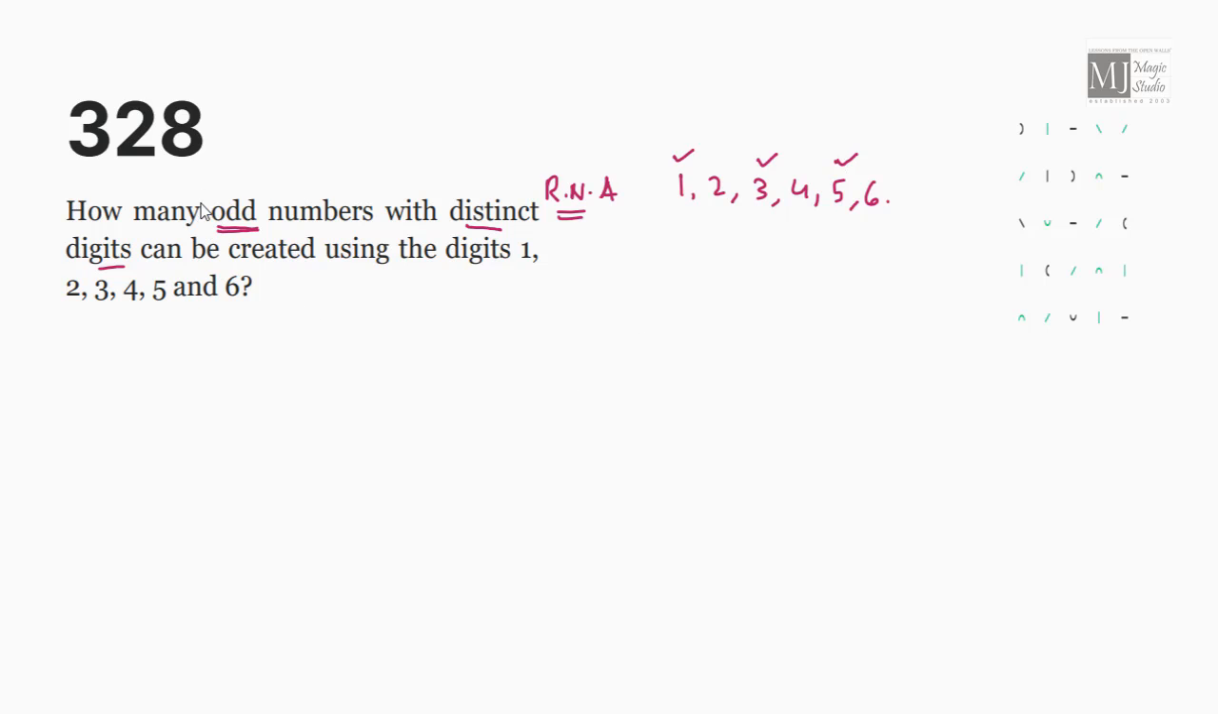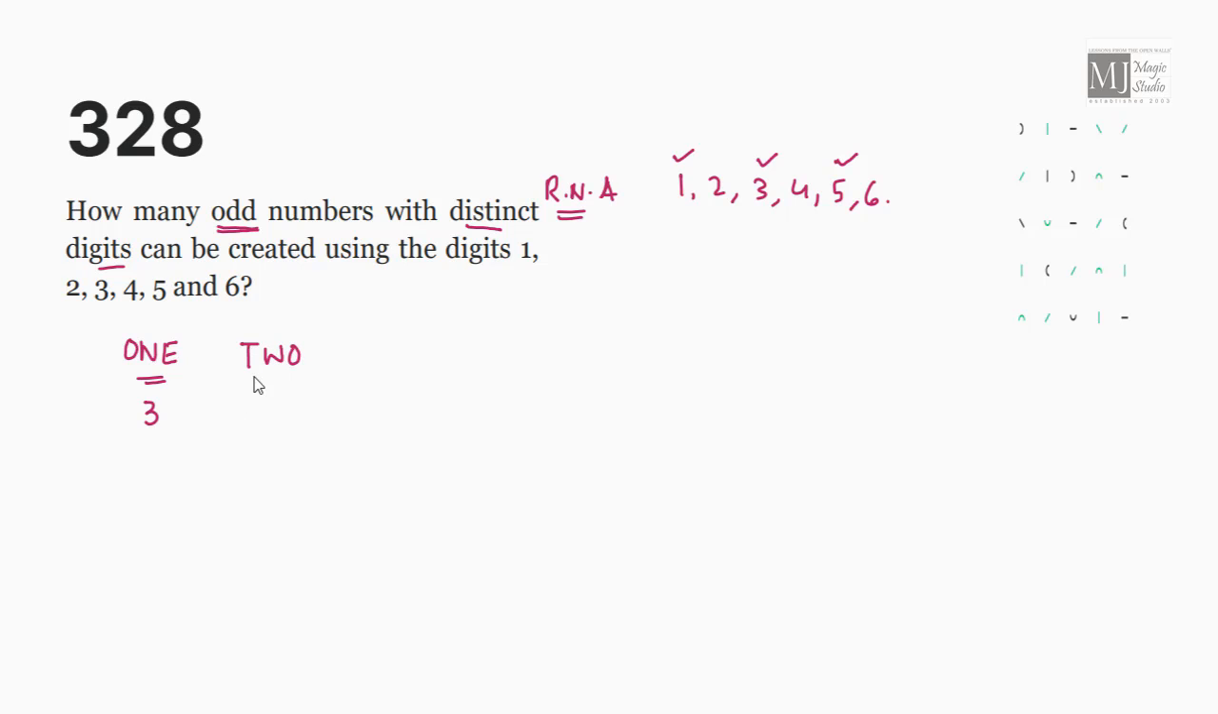Now they haven't asked us how many digits our number should have. That means we are free to produce numbers of any number of digits. So we'll start with one digit numbers. How many one digit numbers we can have which are odd? We can have 1, 3 and 5. That means 3 numbers can be formed which are of 1 digit and are odd.